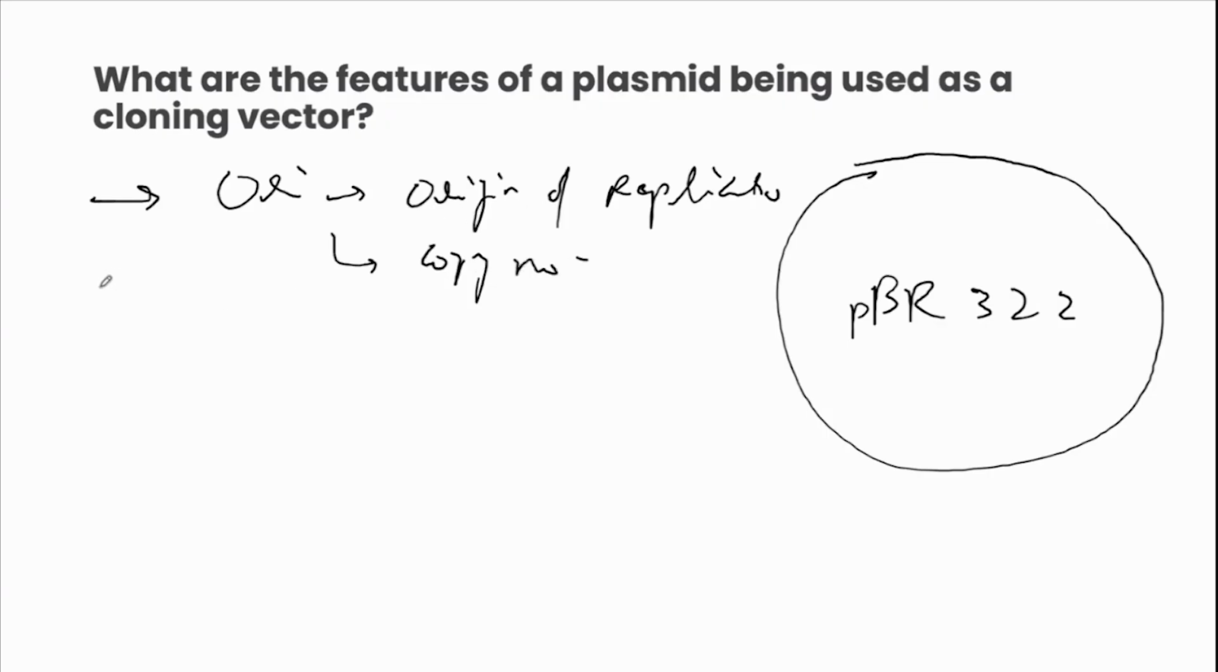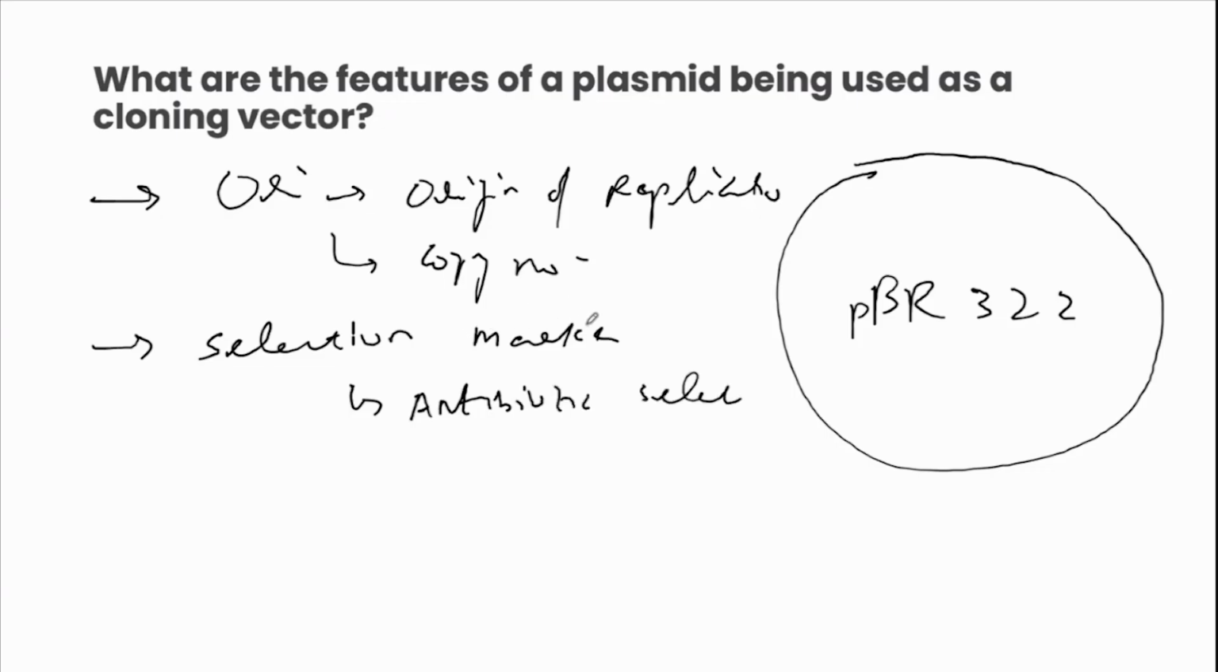So first is ORI. Second, we need a selection marker. We have already studied antibiotic selection markers, where the plasmid will have resistance. For example, if the plasmid has amp resistance, that means it can degrade amp, so the cells can easily grow on an amp plate. Then we also learned about blue-white screening. I hope you remember that, so that we can remove the two-step process, right? So first is ORI, second is selection marker.